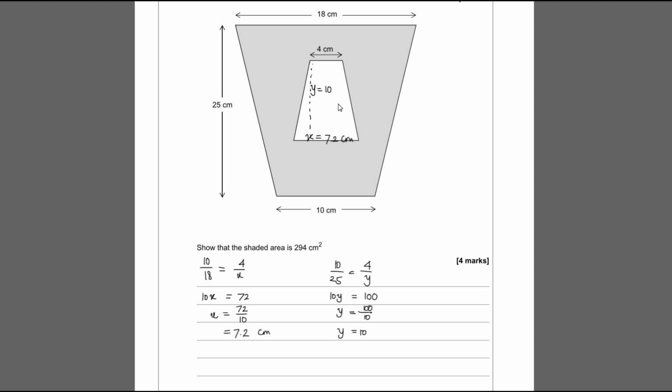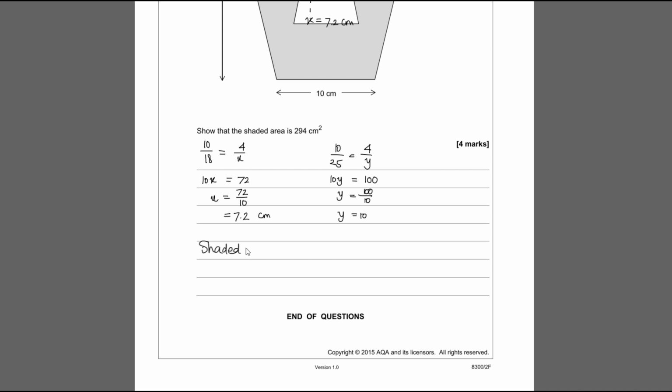Now we can start working with the area. The shaded area will be the area of the big trapezium minus the area of the small trapezium. It is half of the sum of the short and the long side, 10 and 18, and then times the height. Height is 25, that will be the big one, and then take away the small one. So it is half of the total of the short and the long, which is 4 and 7.2, and then times the height 10 here. So we have half times this, and then times 25. Let's keep them in the bracket still.